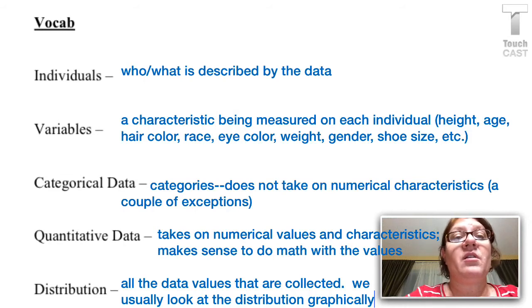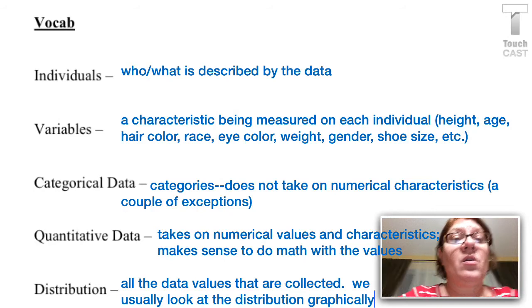Quantitative data takes on numerical values, so certainly temperature, time, weight, height, age, and it makes sense. Like you can average it, test scores, all of that stuff. So it's usually easy to kind of test the difference if it makes sense to do math with the values and say, could I find an average and does that average make sense?